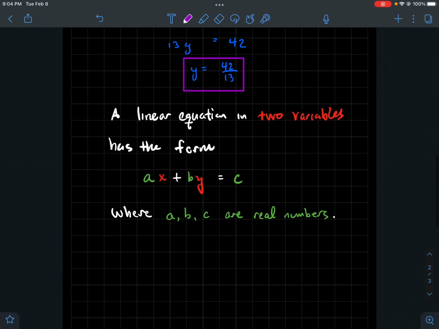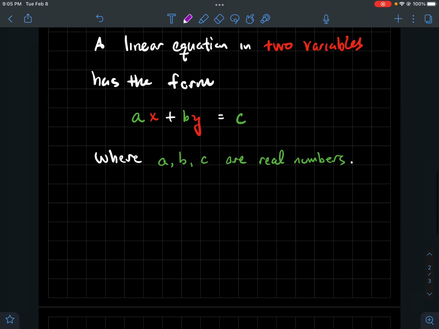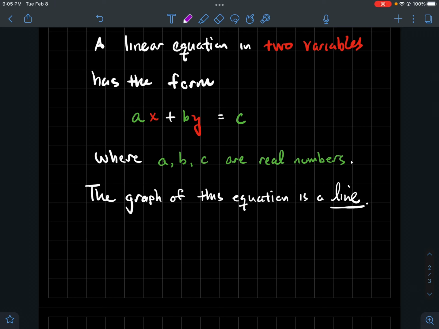Let's move on to linear equations in two variables. They have the form ax plus by equals c. Here, x and y are the two variables, and a, b, and c are just some real numbers. So you'll see actual numbers there typically for a, b, and c. And so lo and behold, the graph of this equation is a line.